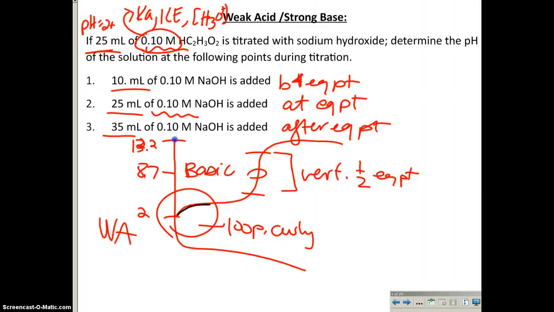This leveling out part is the result of the buffer zone. There's a buffer there at that point, from the partial neutralization of the weak acid, which creates the conjugate base, and we have some stable pH happening there. After that, everything is controlled by the strong base.